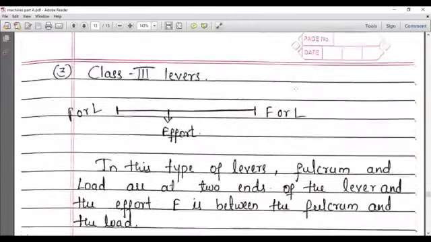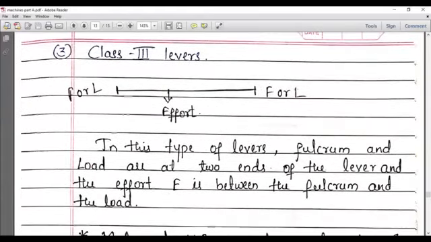Okay, next one is class 3 levers. In this type of lever, the fulcrum and the load are at two ends of the lever and the effort is somewhere in between the fulcrum and the load. But what happens here? The effort and load are on the same side of the fulcrum, but here also the direction of effort and load will be opposite.